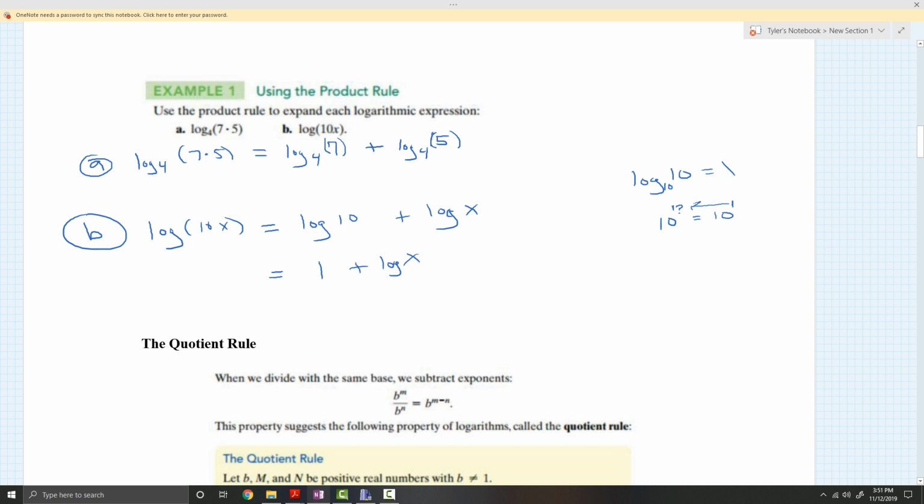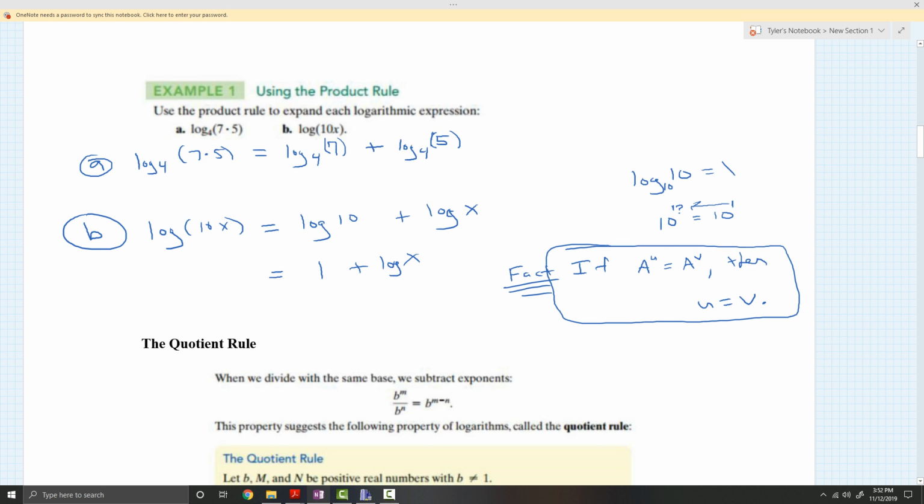Remember I showed you before that if you have, let's say, a to the u equals a to the v, then u must equal v. We know this fact. So we use the same variable here to denote that they have the same base. In this case, I have 10 to the first on the right and 10 to some exponent we don't know. Well, it has to be 1. So that's what that answer is.